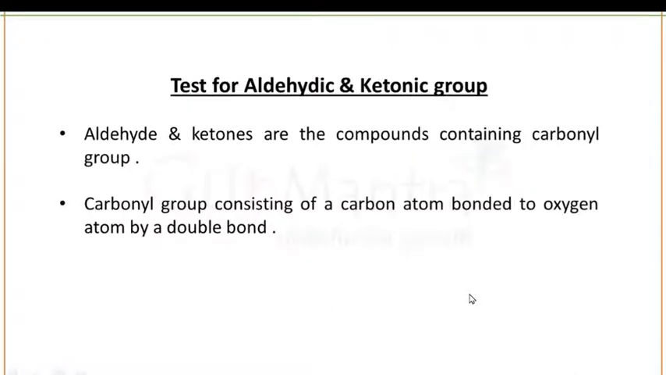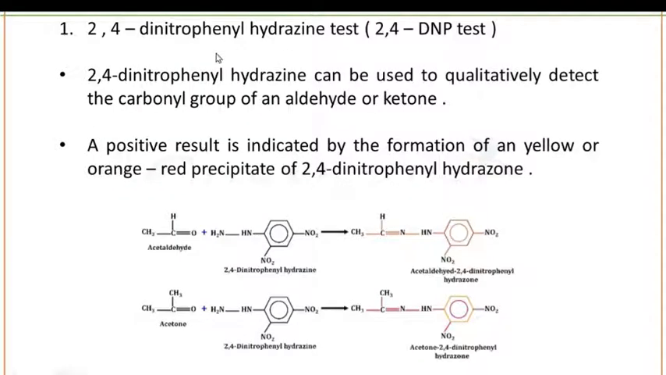Next is the test for aldehydic and ketonic groups. So aldehydes and ketones are considered as a carbonyl group, and a carbonyl group consists of a carbon atom bonded to the oxygen atom by a double bond. Number 1 test is the 2,4-dinitrophenylhydrazine test, that is also known as the 2,4-DNP test. In this test, 2,4-dinitrophenylhydrazine is used to qualitatively detect the carbonyl group of aldehyde or ketone. So with the help of this test, we can find out whether the compound contains a carbonyl group or not.